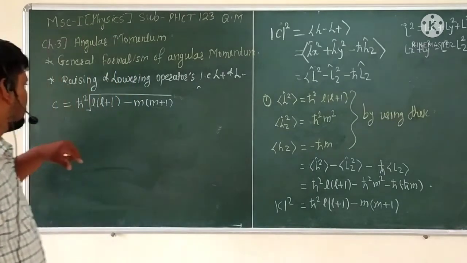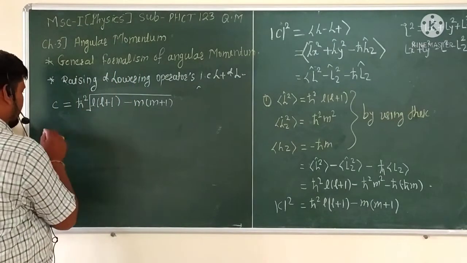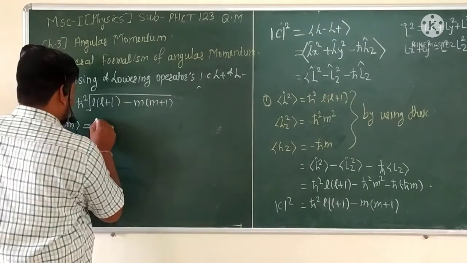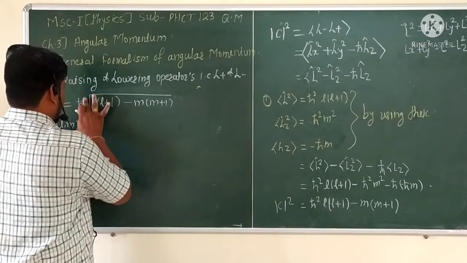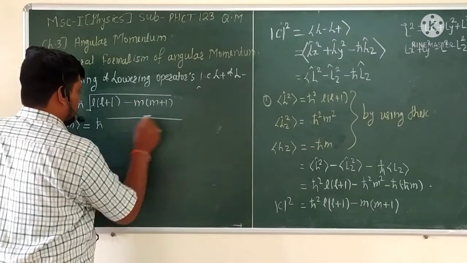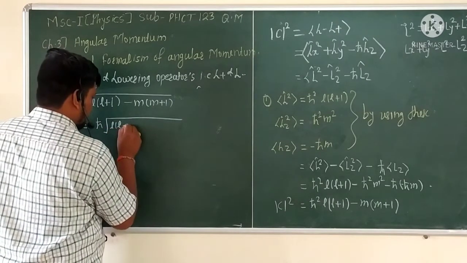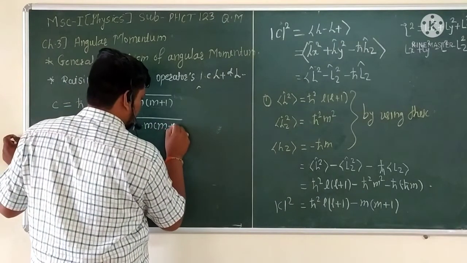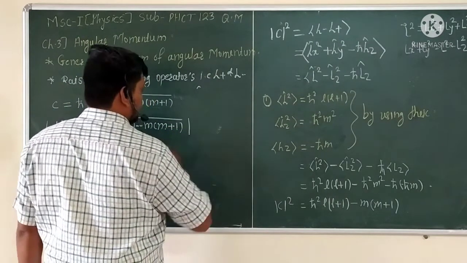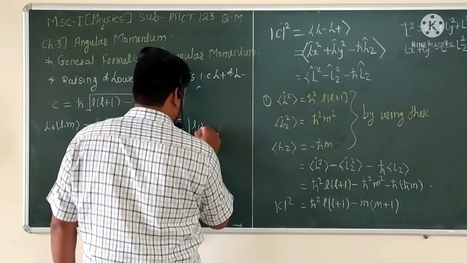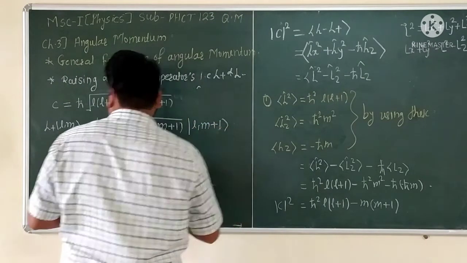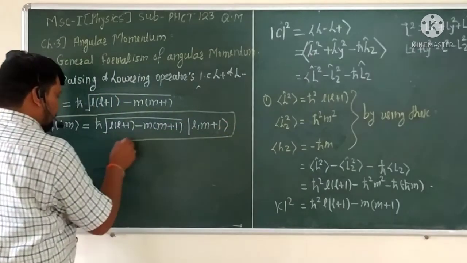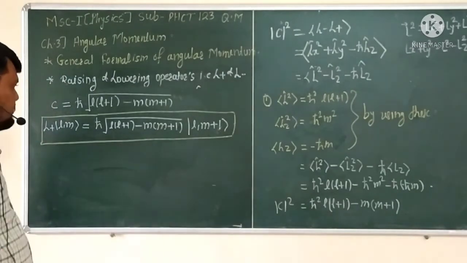If we put this value in, L plus acting on |L, m⟩ is nothing but ħ times the square root of L(L+1) − m(m+1), and the relation will be taken with the ket |L, m+1⟩. So this is the relation for getting the value of the L plus operator.